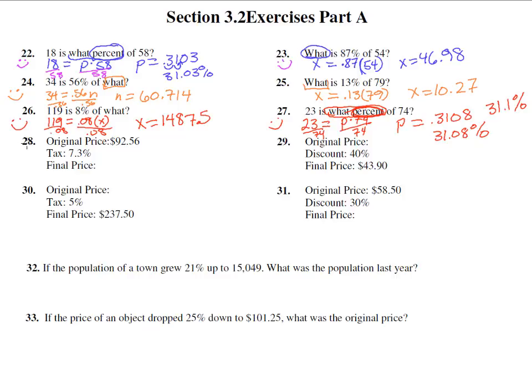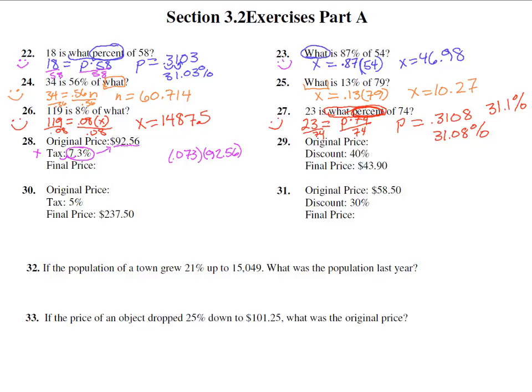Number 28. Here we have a problem where it's asking for a final price once we have an original price of 92.56 and then a tax of 7.3%. Now tax gets added on, so this is going to be a plus. 7.3%, in order to find out how much tax, we need to multiply that. So we're going to take 0.073, remember we move it 2 decimal places, times 92.56, and that will give us the tax.